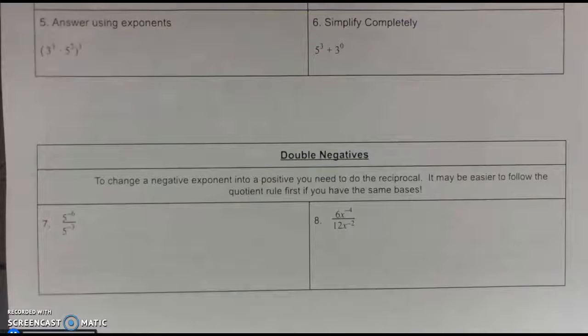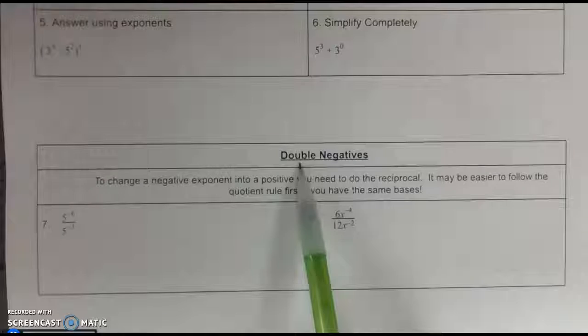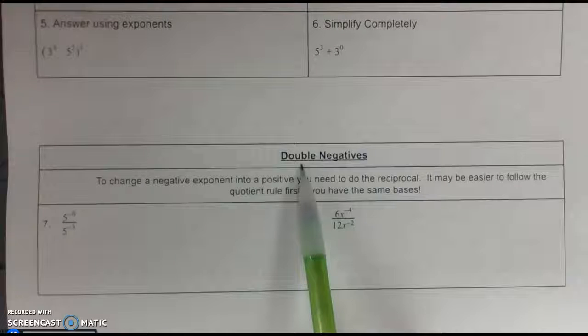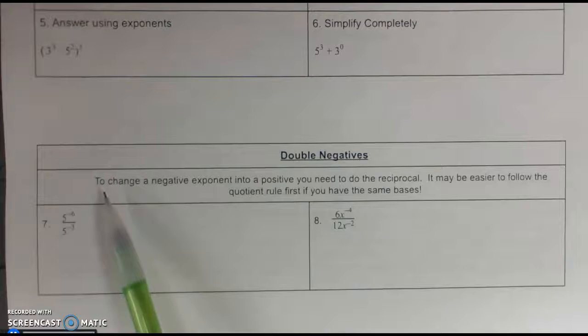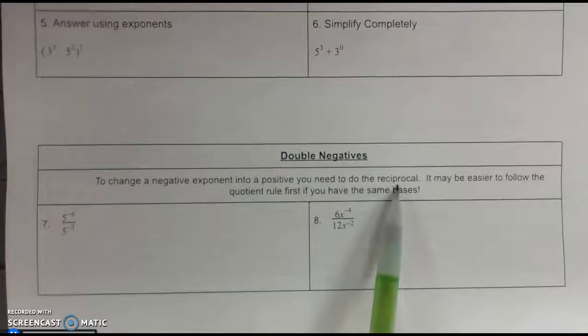In this video, we're going to go over the study guide that your teacher gave you today. So, on your test is going to be something about double negatives. This is to change a negative exponent into a positive, you need to do the reciprocal, which is the opposite.